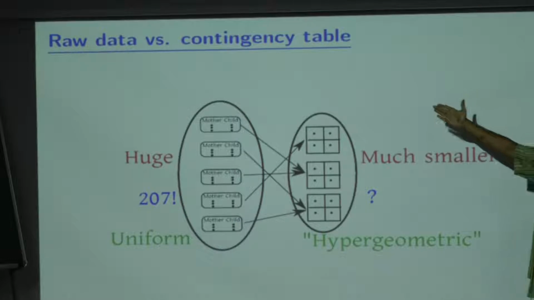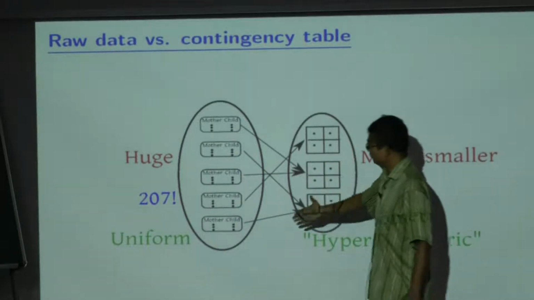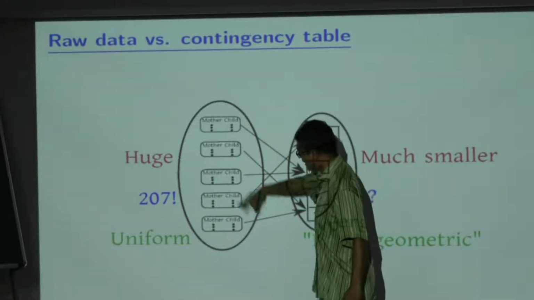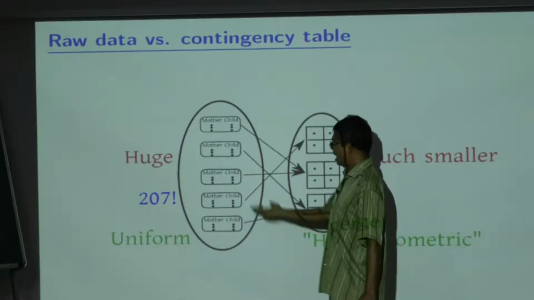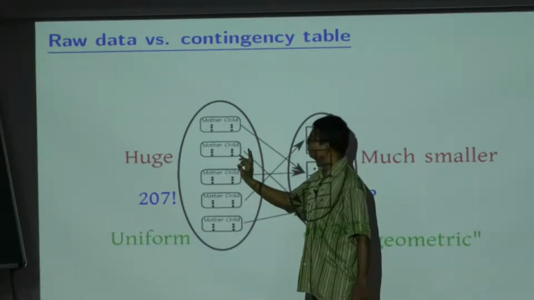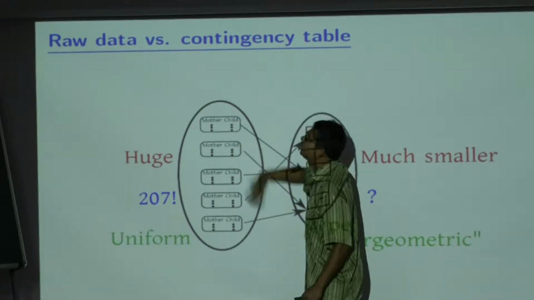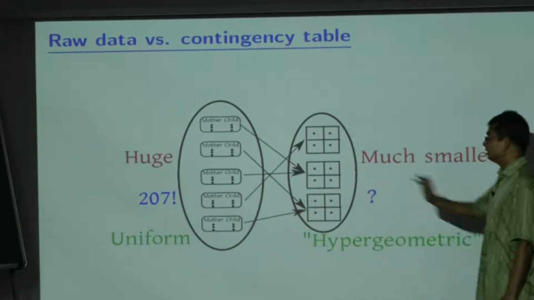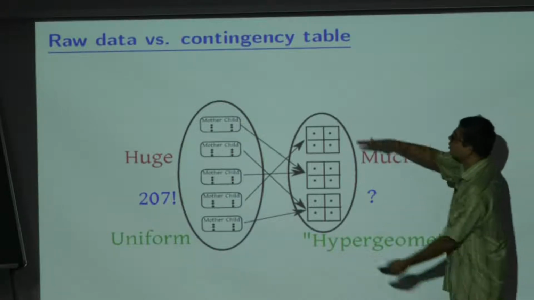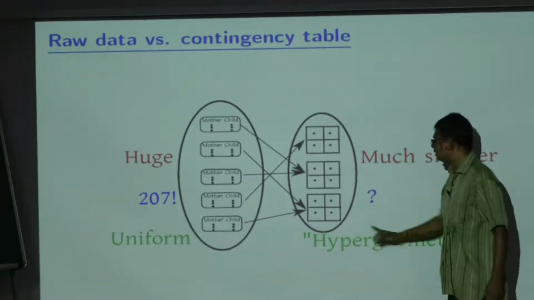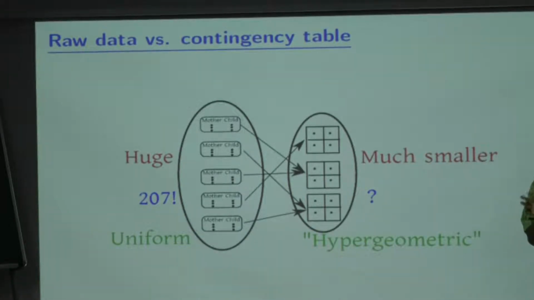There, the distribution was uniform. We worked with the uniform distribution. We picked any one of them at random. I said, I am working under the null hypothesis of no association, meaning you can just pick the children randomly. That was easy. In this case, once you collapse things, this becomes some kind of a hypergeometric distribution.